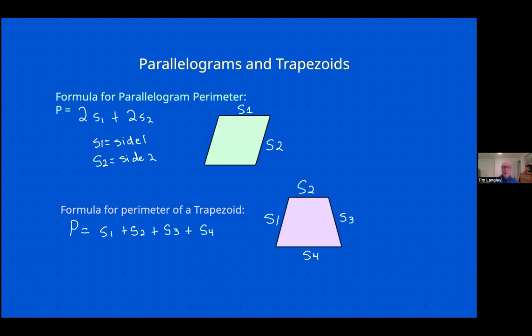Welcome back, class. We're moving on to parallelograms and trapezoids, and I hope you're doing well. I hope you're enjoying this class. I hope you're feeling successful. A couple of quick reminders.